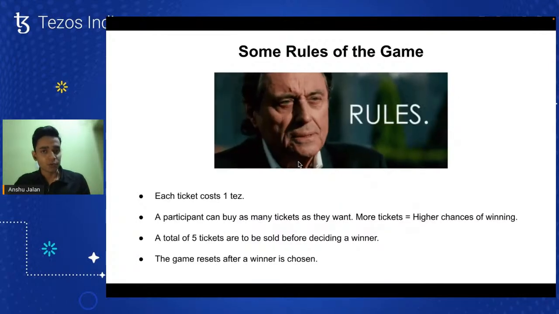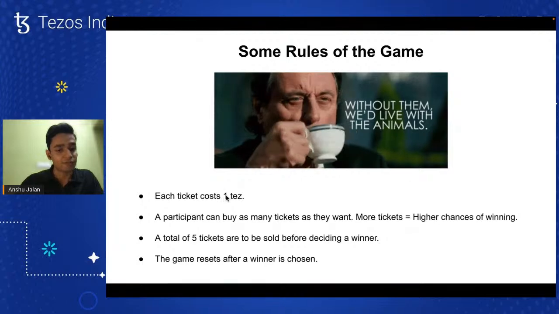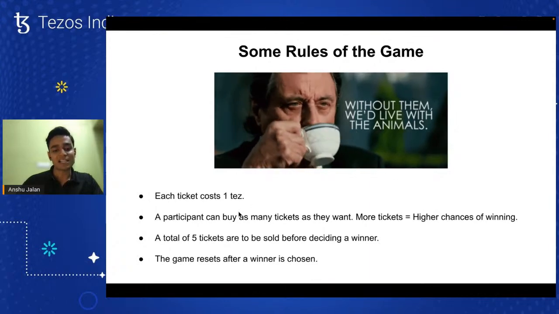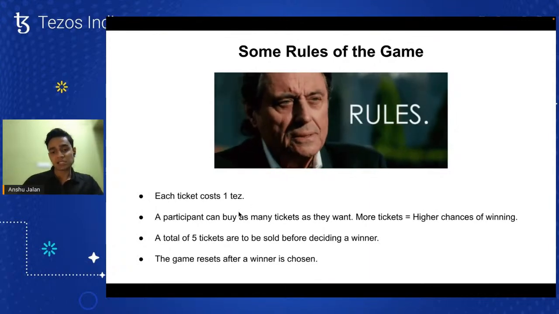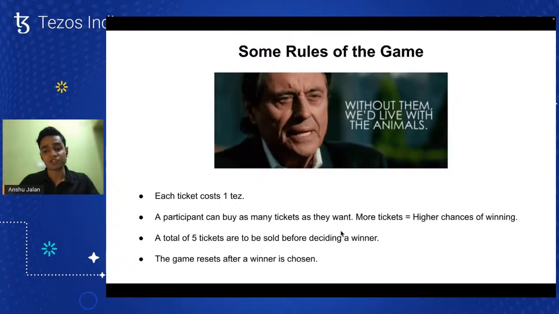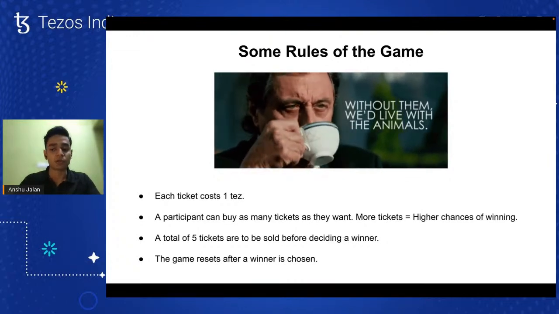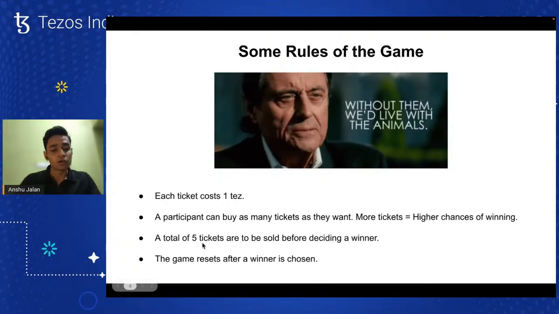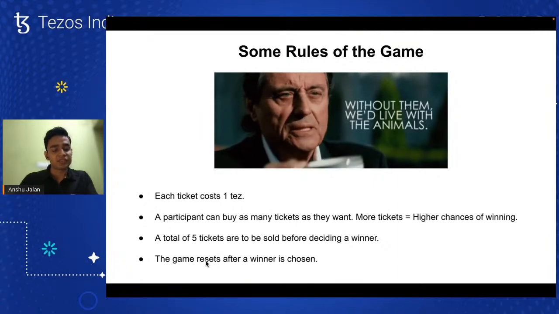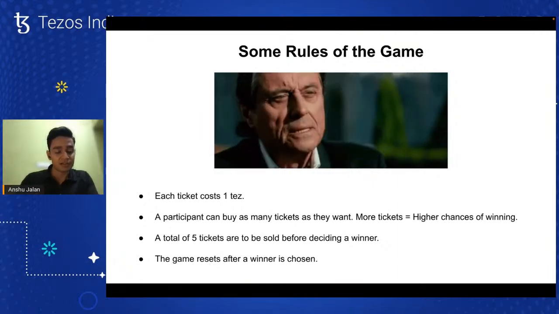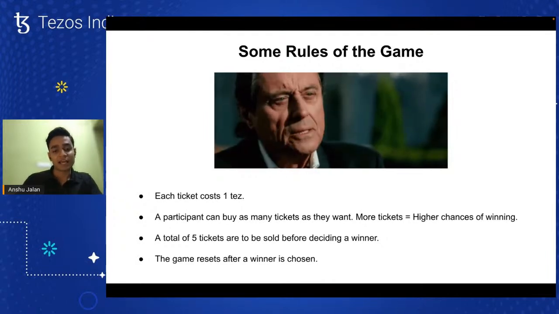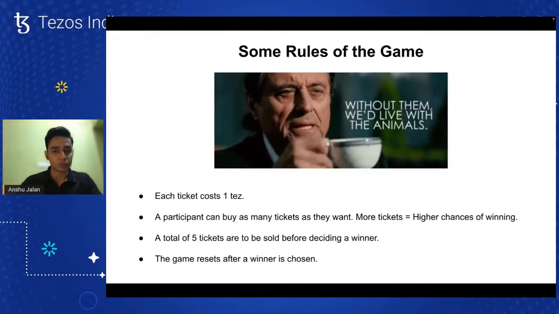So we also have some rules in this lottery game. The first rule, I've already mentioned that. Each ticket will cost 1 Tez, and a participant can buy as many tickets as they want. And since this is a random selection of winner, if someone buys more tickets, then obviously they have higher chances of winning, just like in a real world lottery game. Then we have a total of 5 tickets to be sold before deciding a winner. And finally, this is a very interesting thing. The game is actually reset after the winner is chosen. So this contract is not a one-time use contract. Rather, we can have as many rounds of lottery as we want.